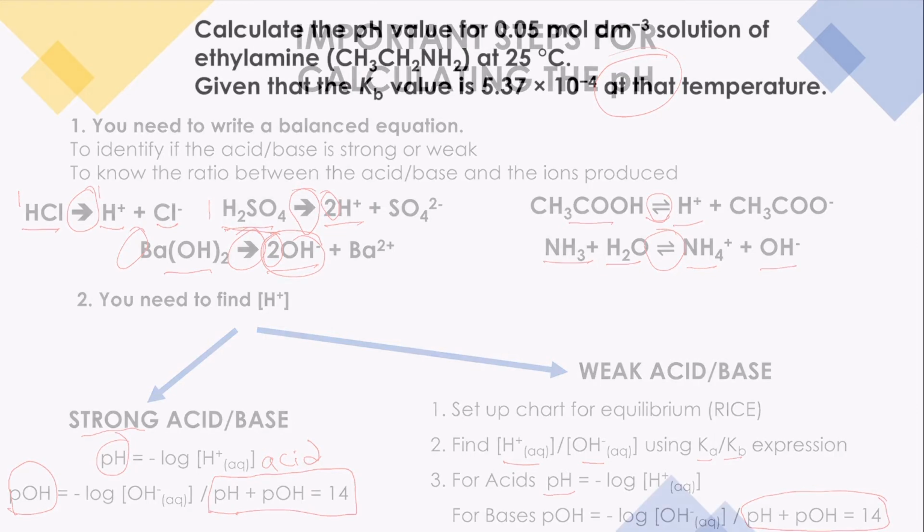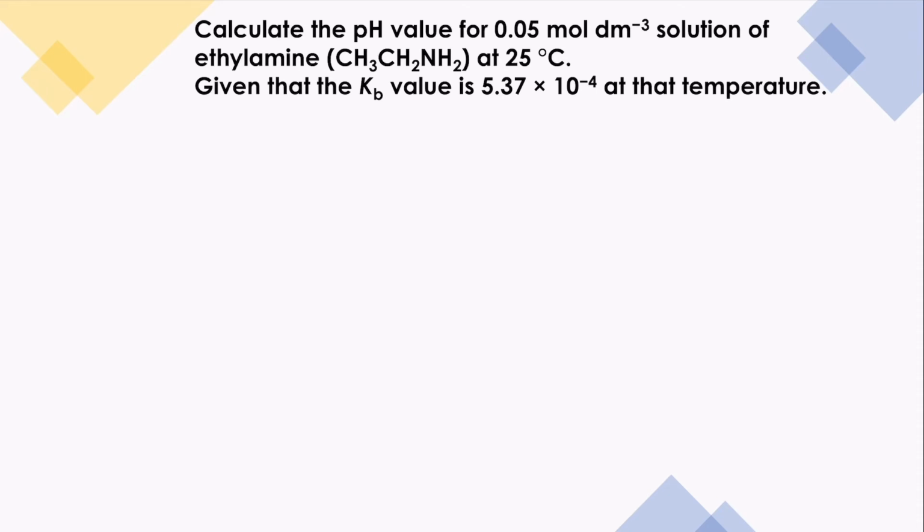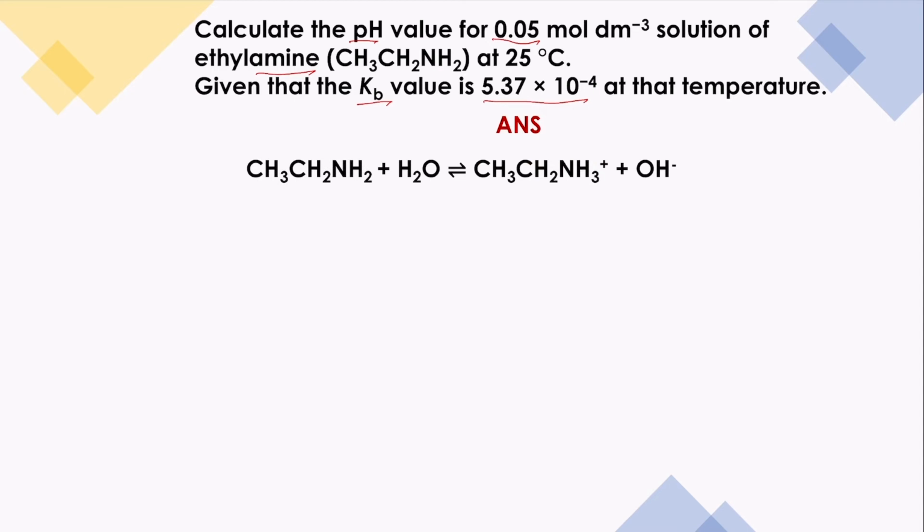Let's check an example. In this problem, we should find the pH value for this concentration of ethylamine. Ethylamine is from the ammonia family, so it is a weak base. Given that the Kb value is 5.37 times 10 to the power negative 4. The first step, as we agreed a while ago, is to write a balanced equation to identify the strength of the base that we have here. It is a weak base dissociation, and also to check the mole ratio.